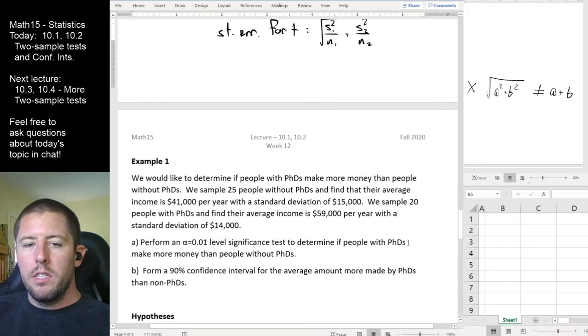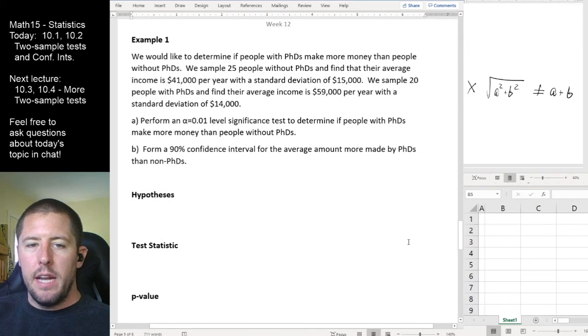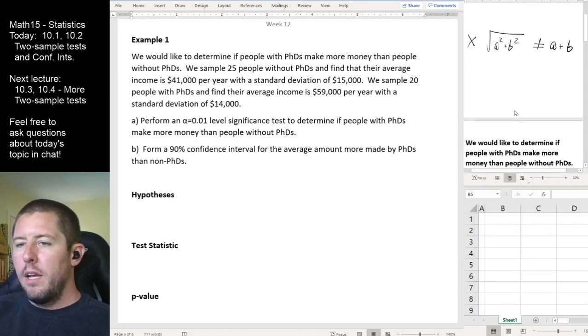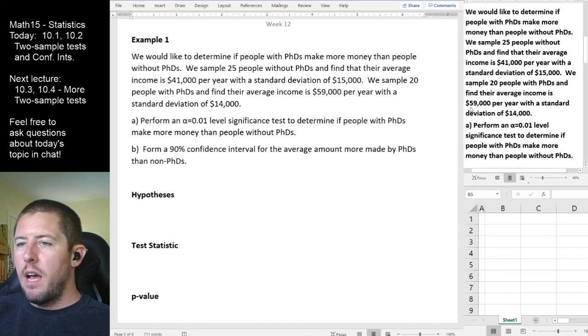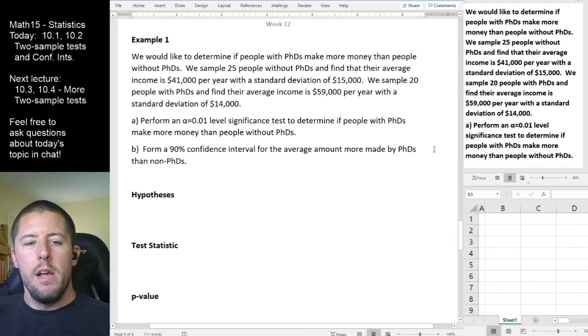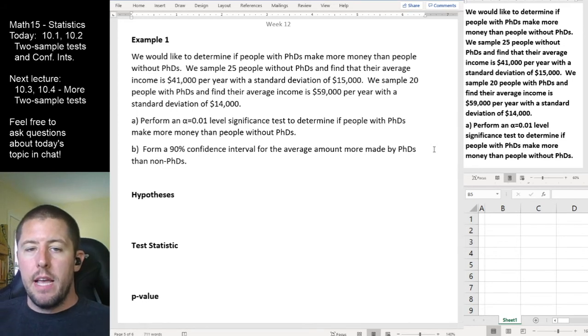So let's go ahead and look at our examples here for today. We're going to go ahead and look at the one that I kind of proposed earlier. Is there a difference in salaries between people with PhDs and people without PhDs here? So let's go ahead and perform my hypothesis test and compute a confidence interval. So I'm going to talk through this example here so that I can scroll away from it. This is exactly what I proposed before. I just actually gave some information here.